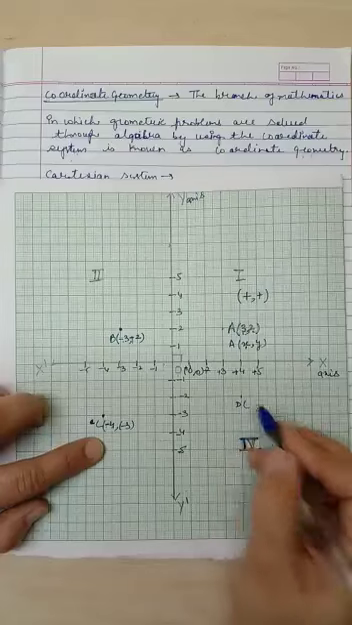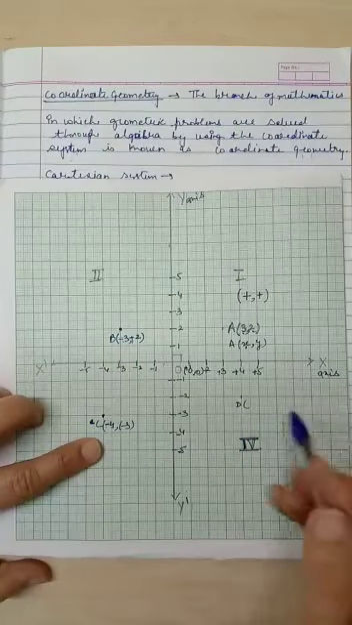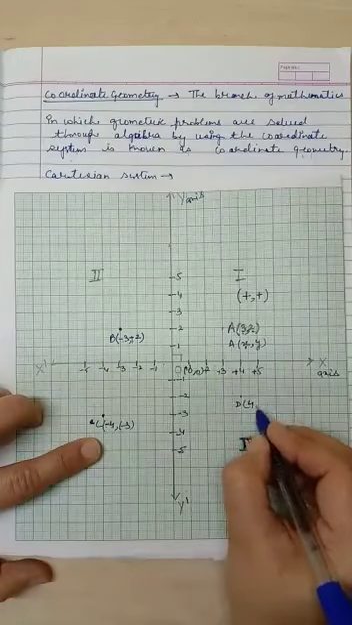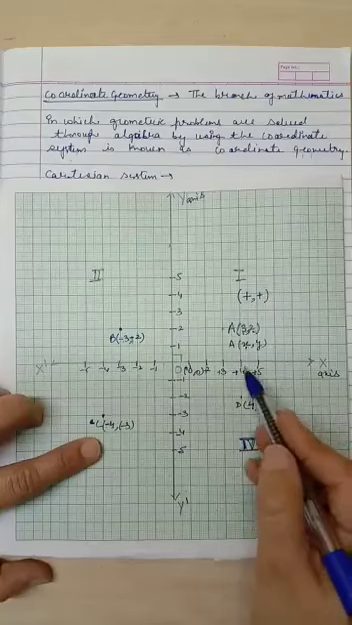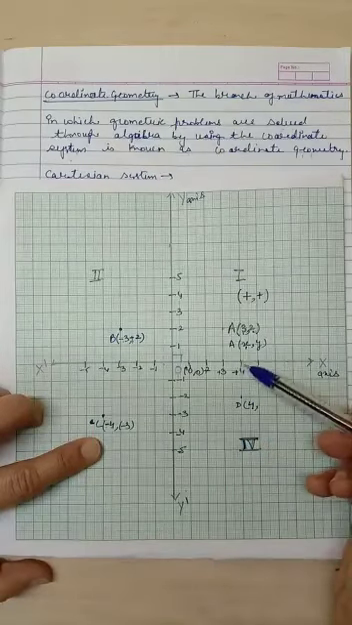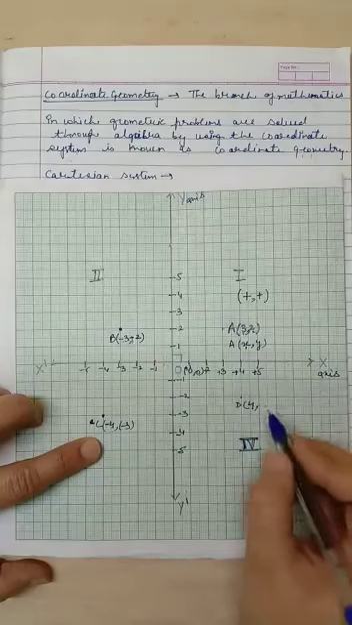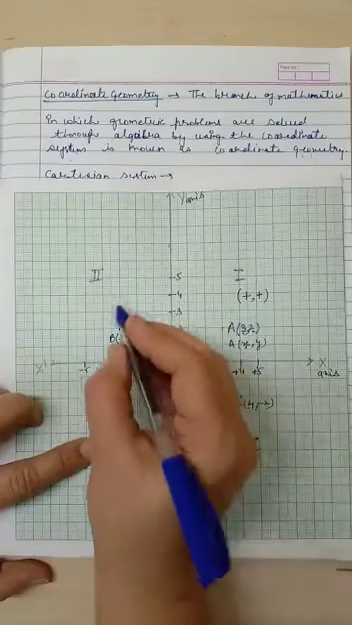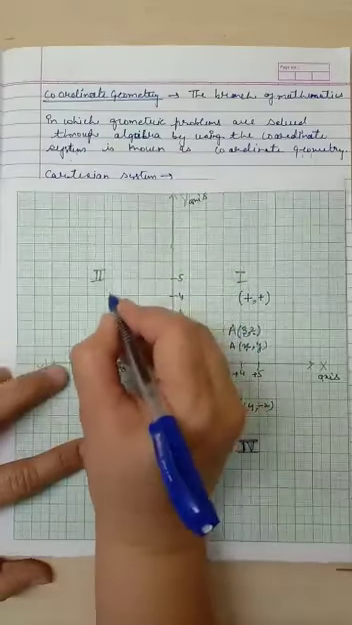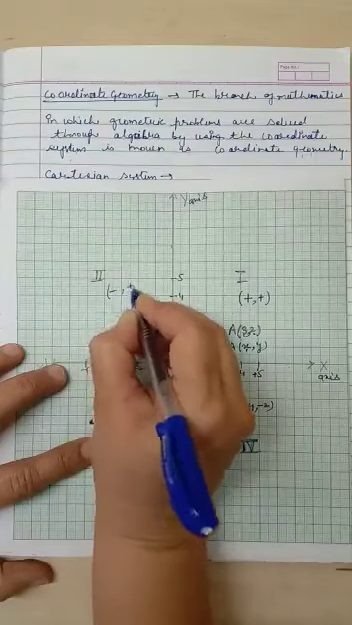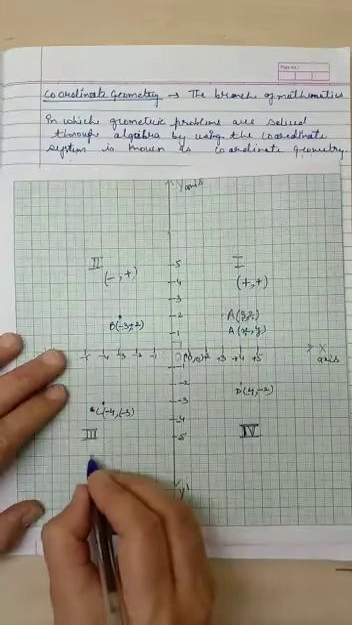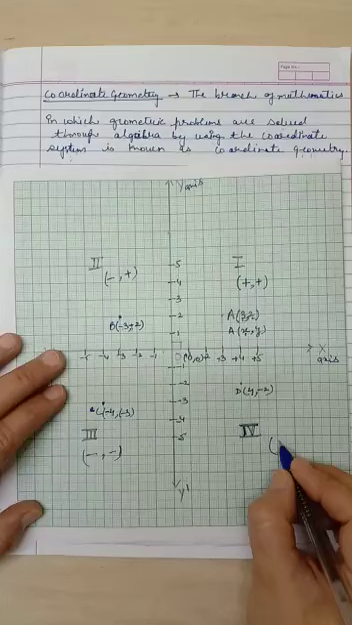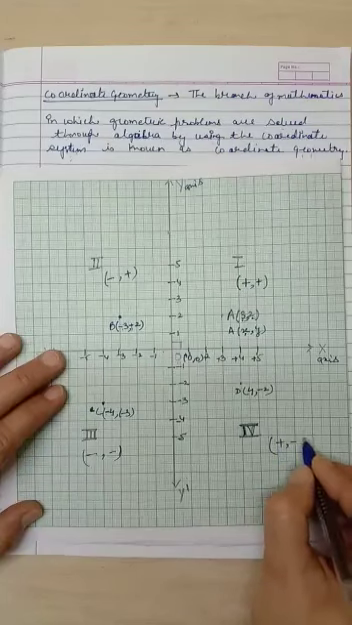Now suppose this is point D. The x coordinate: 1, 2, 3, 4. The position of this point has x coordinate 4, and it is 2 units away from the x-axis, so -2, because it is lying in the 4th quadrant. In the first quadrant both coordinates are positive. In the second quadrant, x is negative but y is positive. In the third quadrant both are negative, and in the fourth quadrant x is positive and y is negative.